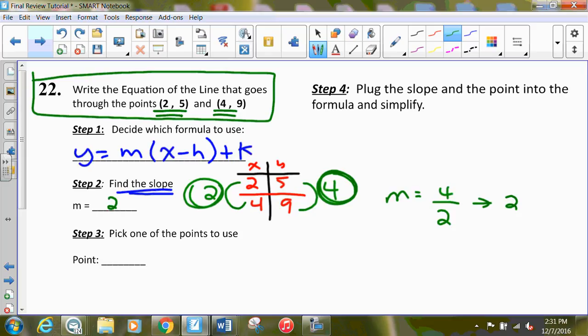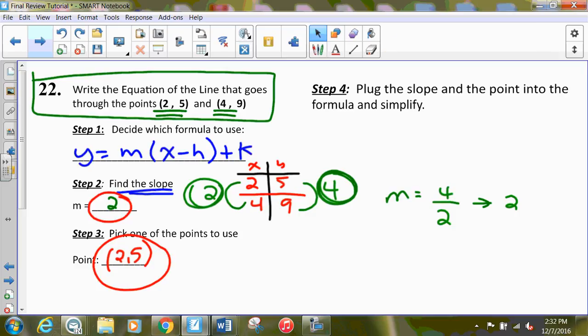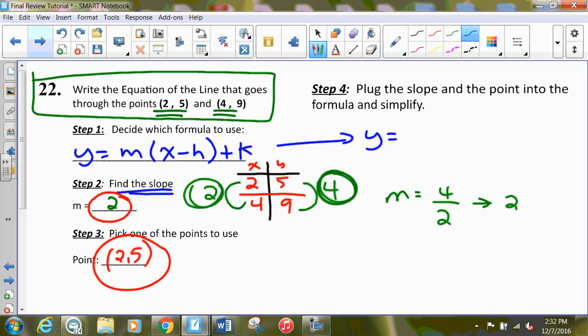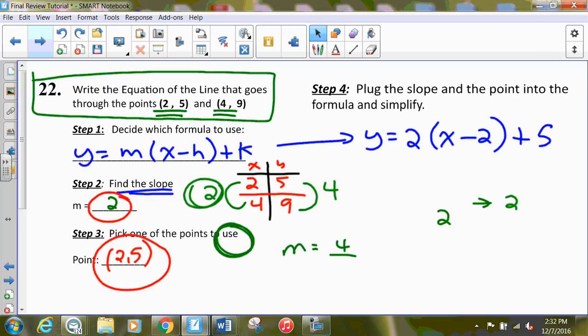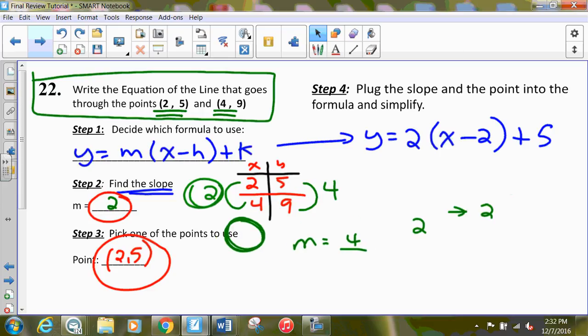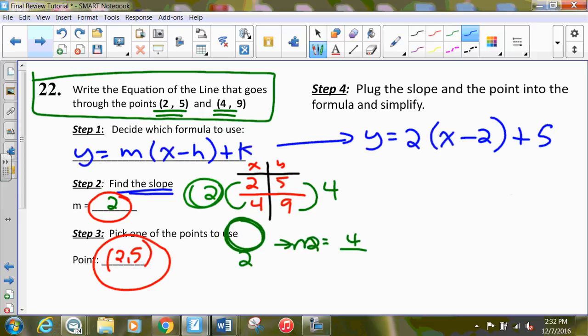Now we pick a point, either 2, 5 or 4, 9. I'm one for picking 2, 5. It just looks a little easier. So we've got our slope, we've got our point. Let's plug it all in. Here we go. So instead of m, I'm going to plug in my 2, plug in everything else. I'm going to move my slope over. Okay. Move that over so we have some room, and we need to distribute. And remember to distribute to the second term.